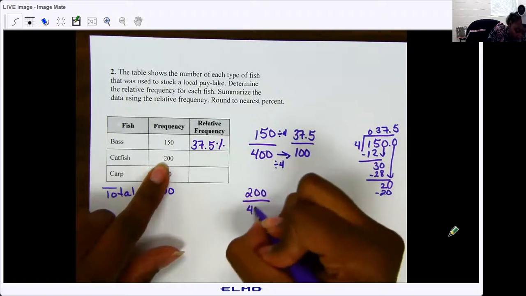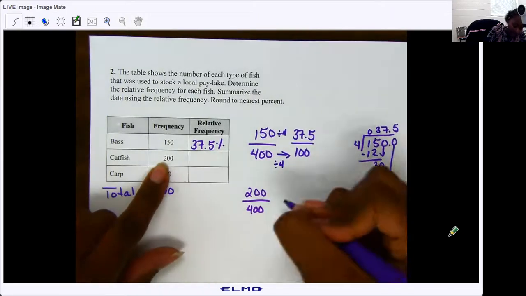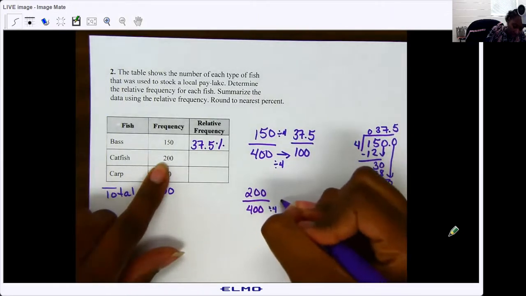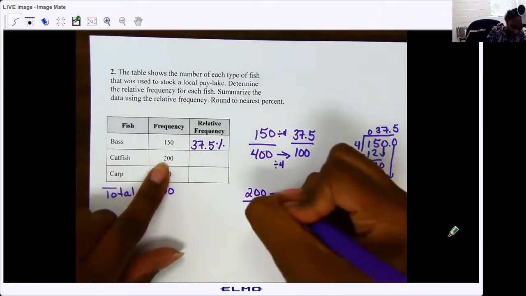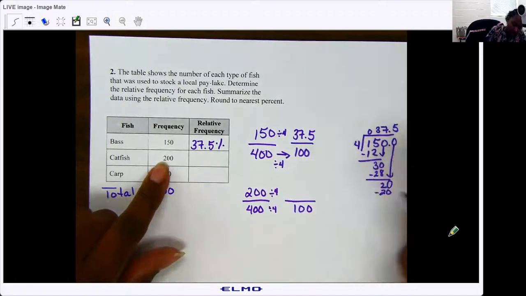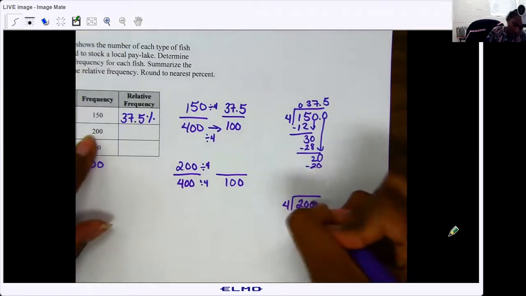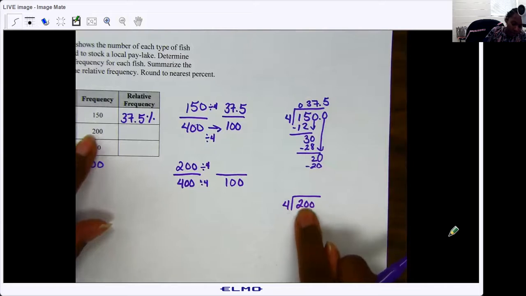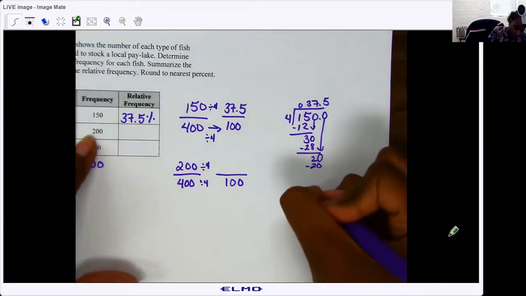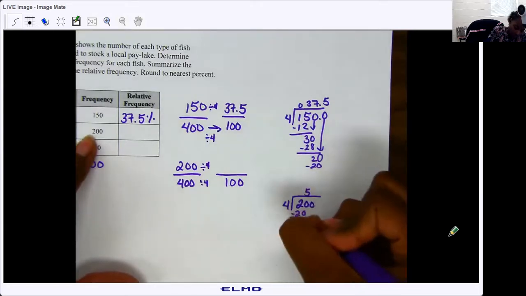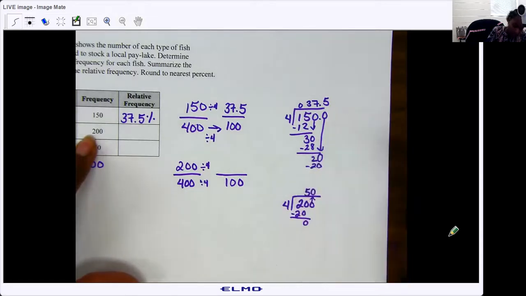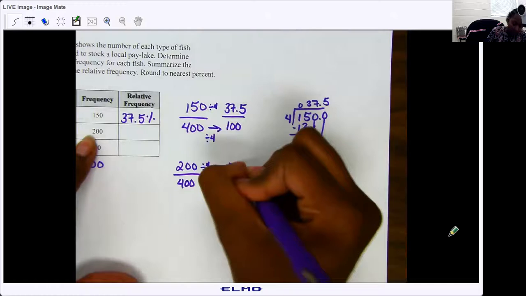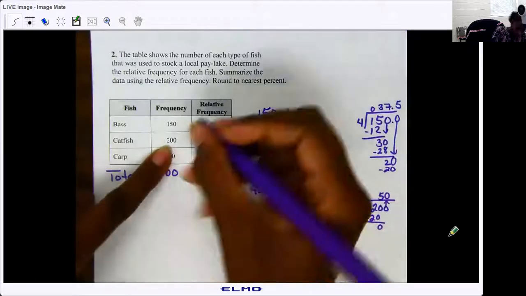200 out of 400. Again, if we divide by 4 on the bottom, we get to 100. So we need to divide by 4 on the top so we can get our percent. Okay, 200. 4 won't go into 2. It will go into 20 5 times. 0's left over, but we still have a 0 here. So we need to bring it up. So 50 out of 100 is 50%.